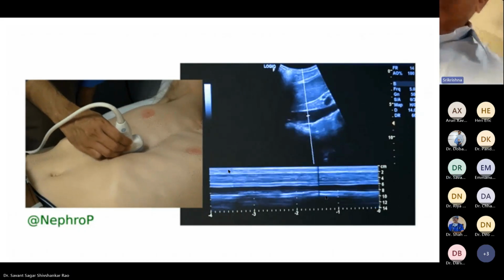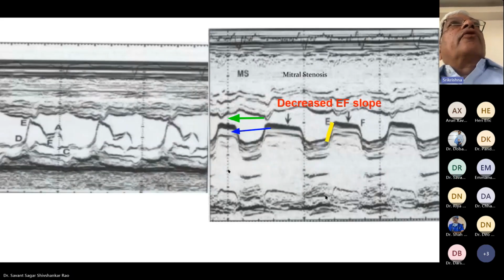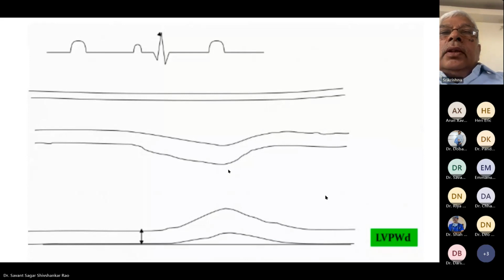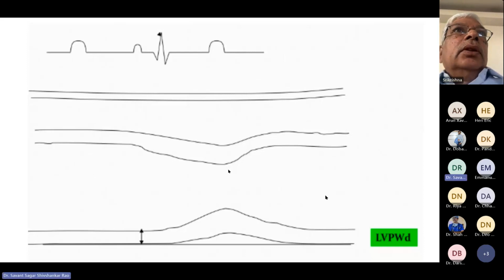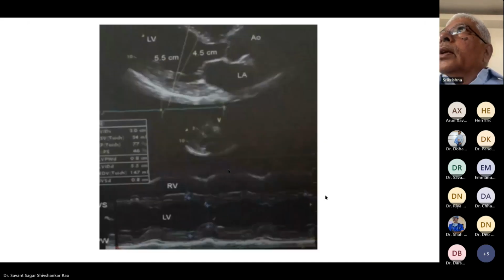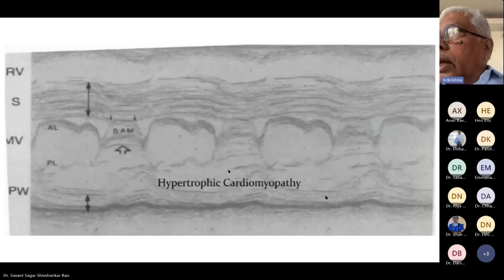When the RV gets dilated or becomes volume overloaded, like in case of ASD, there is paradoxical movement of the septum. The septum moves away from the RV outer wall and goes towards the LV cavity. This paradoxical movement of the IVS is considered a surrogate marker for RV volume overload. That is one of the things that you assess on the M mode.